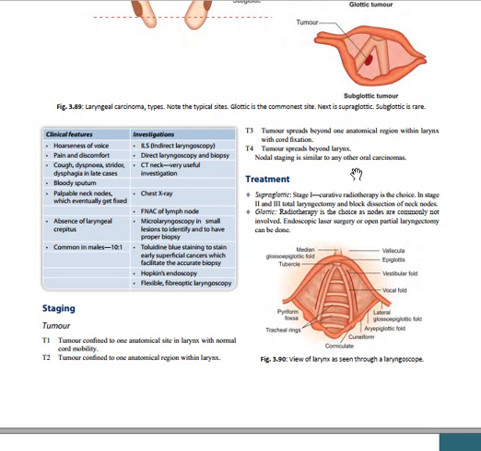You have absence of laryngeal crepitus. So it's common in males, with a ratio of 10:1. Now the investigation you can do here is to visualize the larynx.